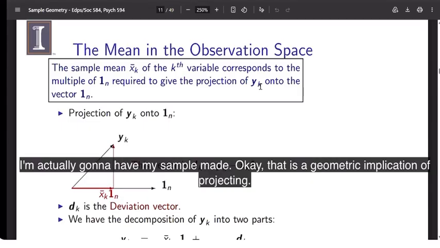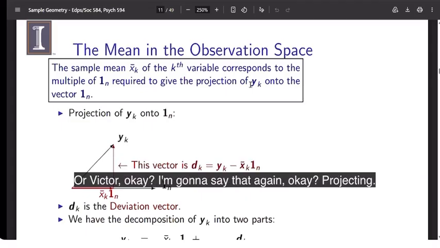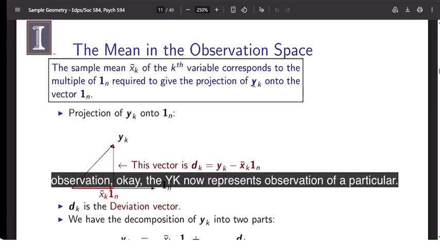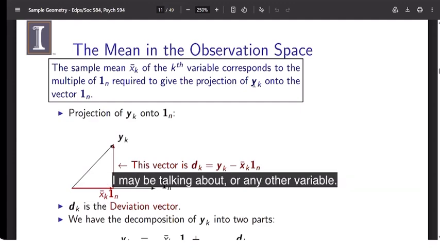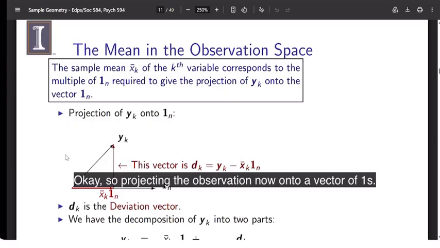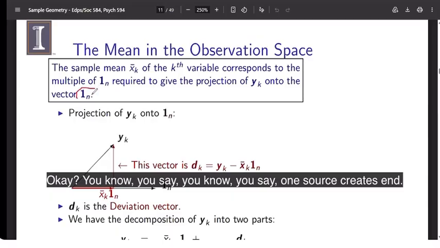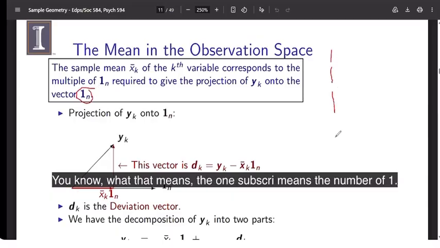I'm going to say that again. Projecting observation: the y_k now represents observations of a particular variable. I may be talking about height, weight, or any other variable. So projecting the observation onto a vector of ones. You say one subscript n. You know what that means? The one subscript n means the number of ones we're going to have. It depends on the number of observations.